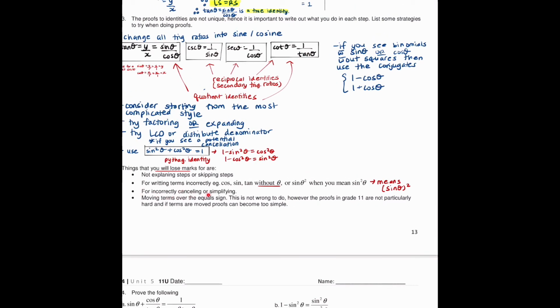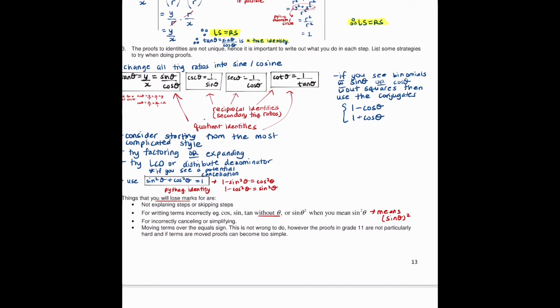Also, incorrectly canceling or simplifying, or moving terms over the equal sign. Remember how I said that was a big no-no? This is not wrong to do, however, the proofs in grade 11 are not particularly hard, and if terms are moved, proofs can become too simple. To help you transition well to grade 12 and future math courses, just keep that in mind when you're doing these proofs.